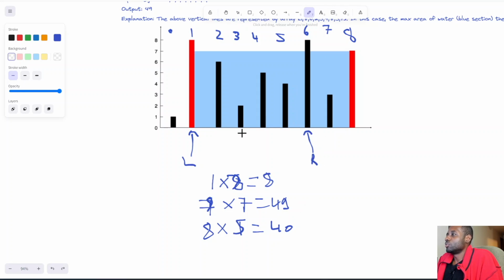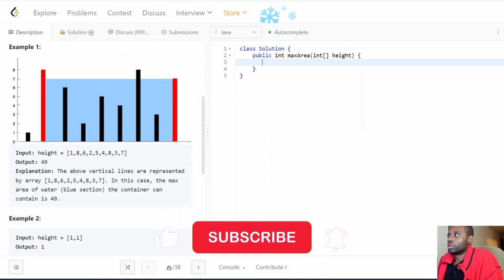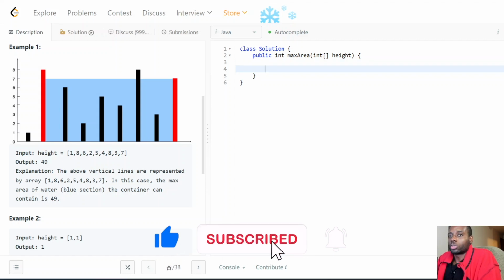And then we would continue the algorithm using the same approach that we said earlier, and that's how we would be able to solve this problem, guys. We would have a maximum variable that would keep track of the maximum one. I think the code will be even more straightforward than how I just explained it. So let's quickly go into the code. Hopefully you guys understood the walkthrough that I just did.